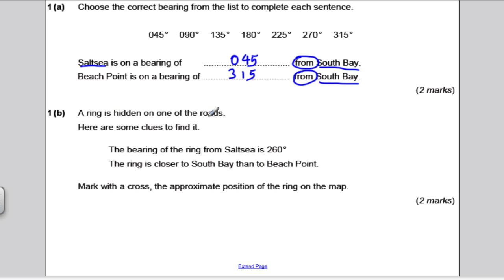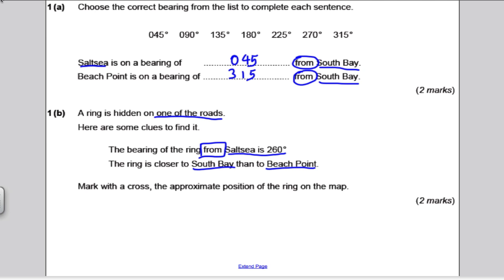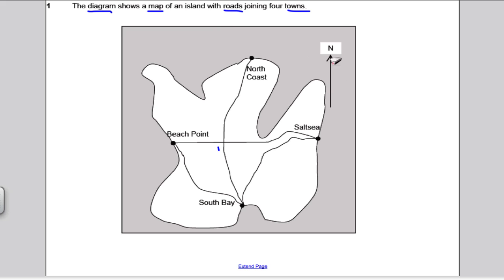Now, a ring is hidden on one of the roads. Here are some clues to find it. The ring is on a bearing of 260 from Salt Sea, and the ring is closer to South Bay than to Beach Point. Mark with a cross the approximate position. So, I'm going to rub out what we've done previously. We're starting at Salt Sea, and we want to measure a bearing of 260.